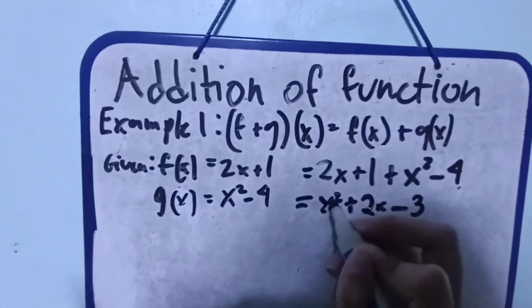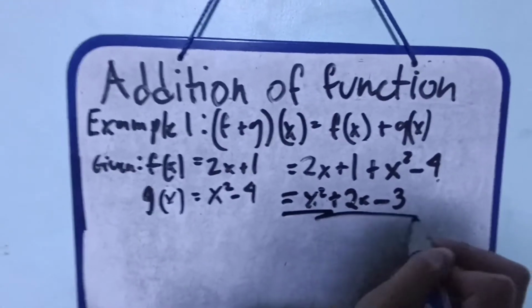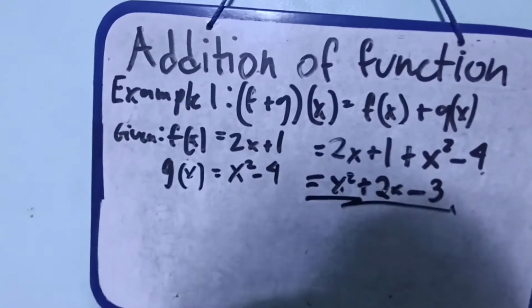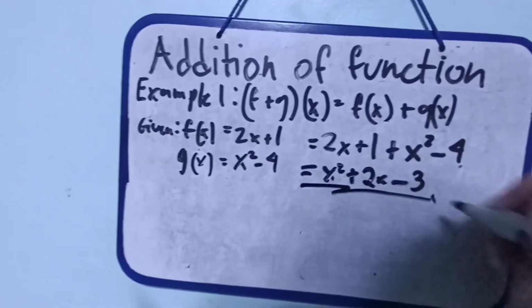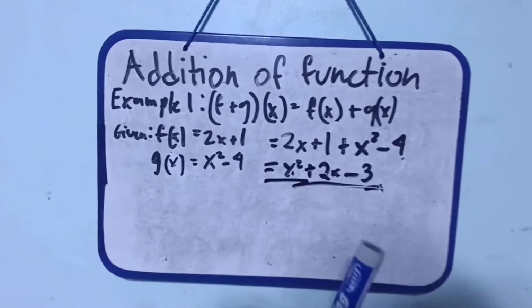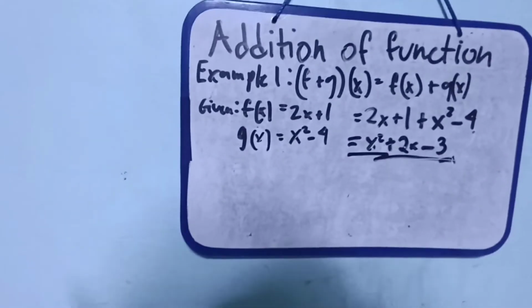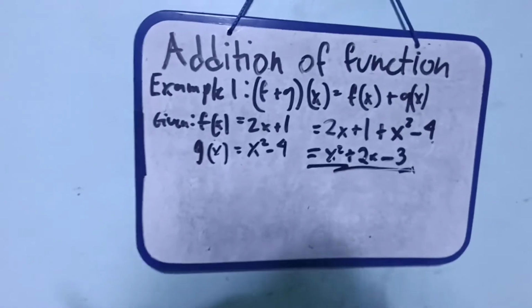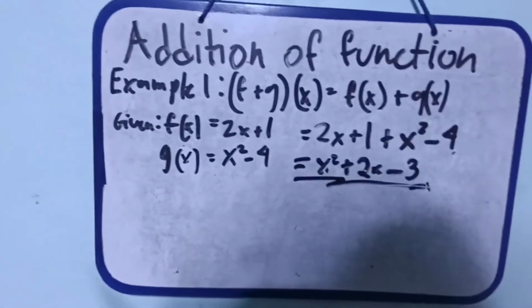So, here is our final answer. X squared plus 2x minus 3. And wala naman na tayo masasolve diyan kasi yan na yung pinaka-final form niya. Hence, f plus g of x is equal to x squared plus 2x minus 3.